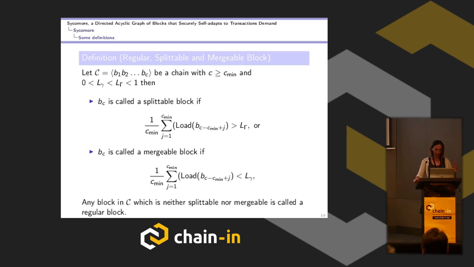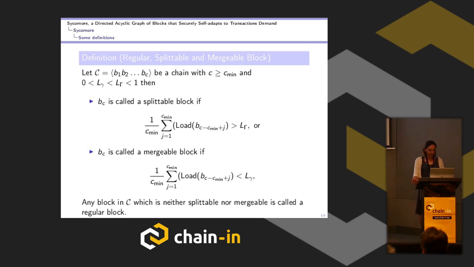Okay, the second definition is a simple one too. You consider a chain B1, B2, ..., BC, and this chain must have at least C min blocks. C min is a system parameter, okay? 5, 10, 100, whatever you want. And you define the load of a block as the ratio between the number of bytes of this block over the maximum number of bytes of a block, for instance, 1 megabyte before SegWit. And you say that a block is overloaded if its load exceeds some given threshold L big gamma. And you say that this block is underloaded if its load undershoots some given threshold L gamma.